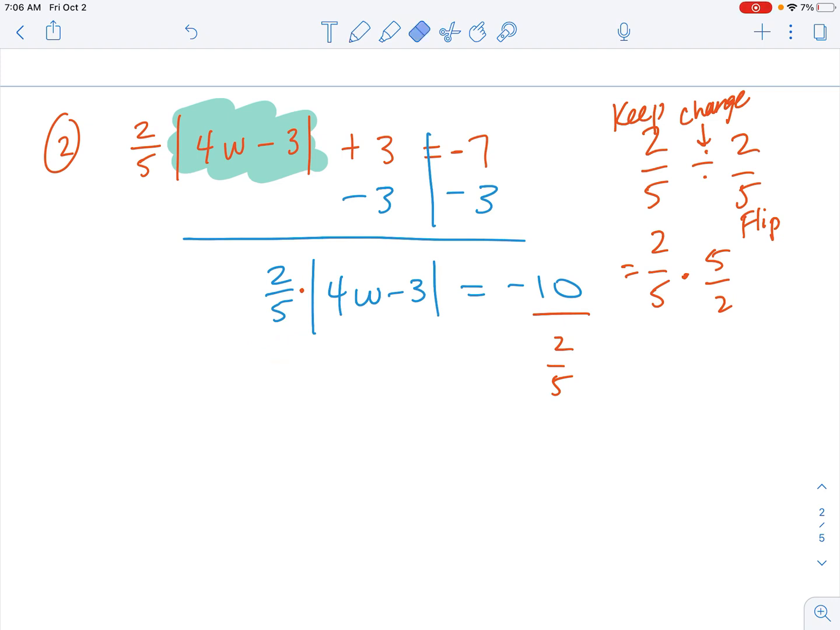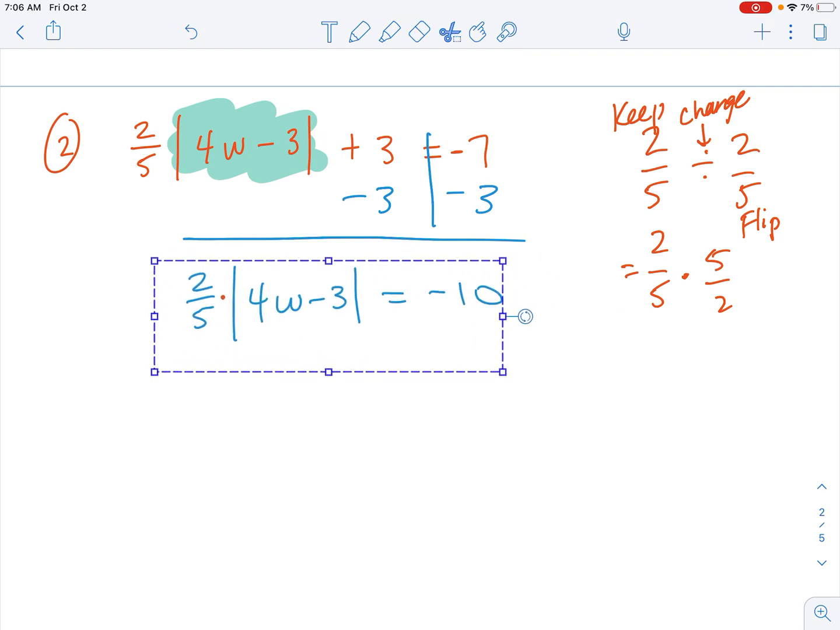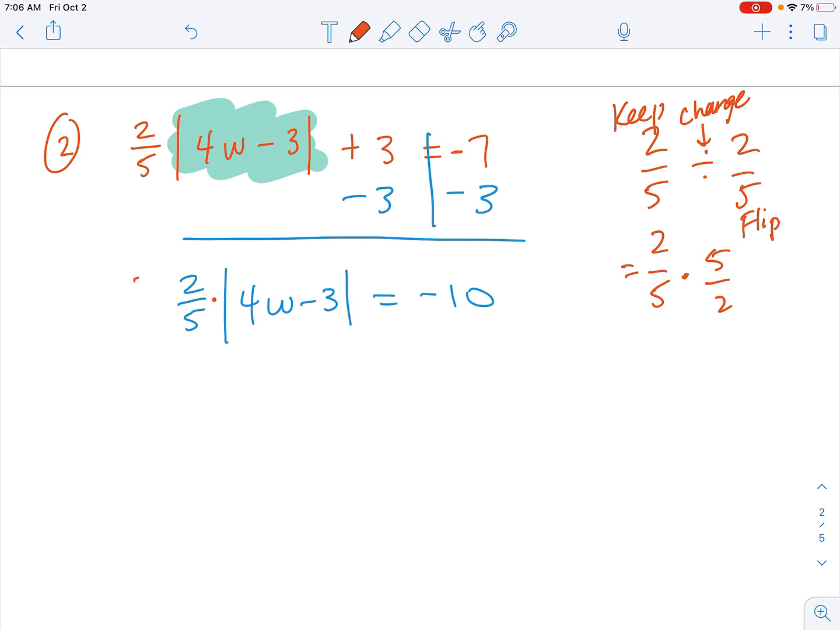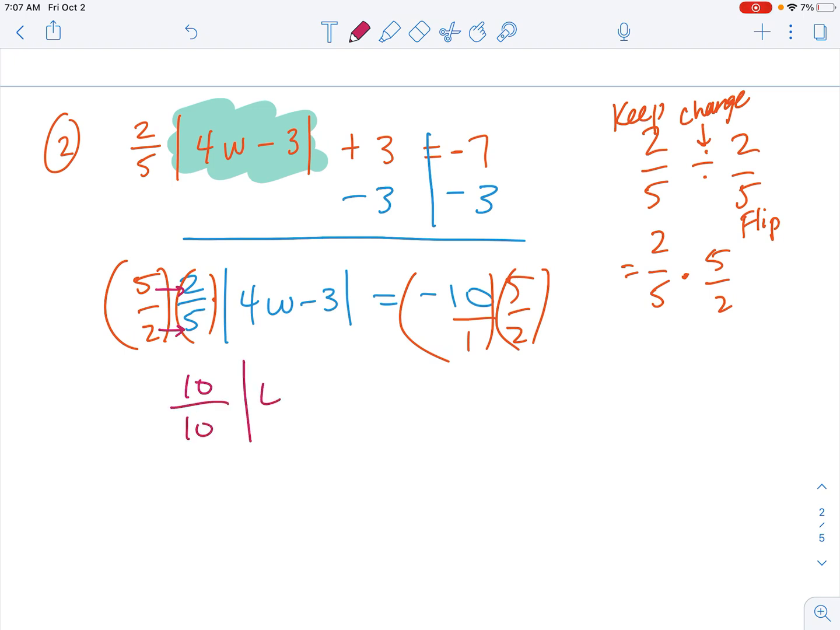So instead of dividing both sides by 2/5, what we're going to do is multiply both sides by 5/2. We're going to flip the fraction and use multiplication instead. I'm going to put the negative 10 over 1 so I have a fraction on the right. Now from here we'll see why that works. We multiply straight across. 5 times 2 is 10. 2 times 5 is also 10. 10 over 10 is just 1.